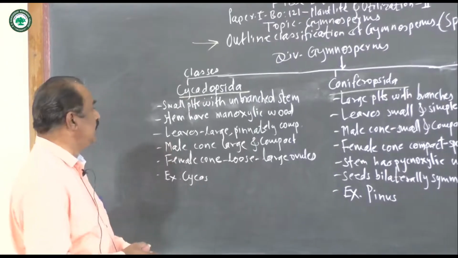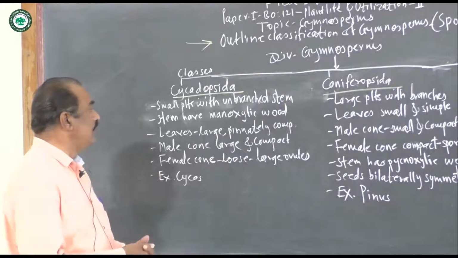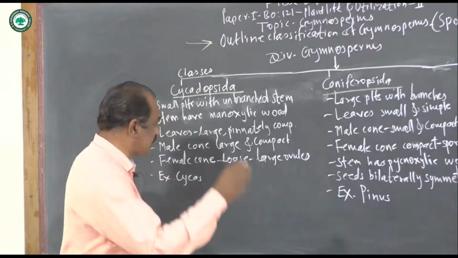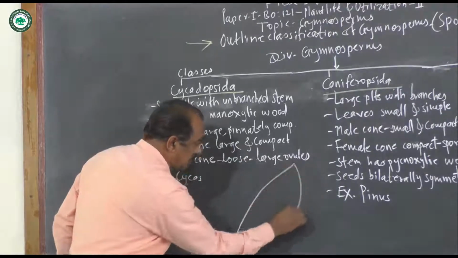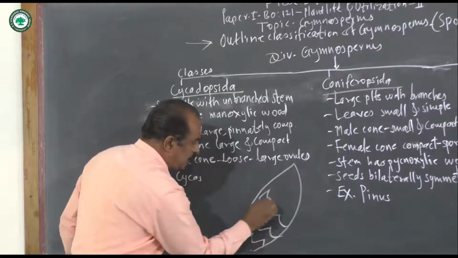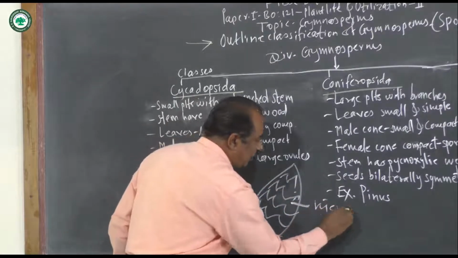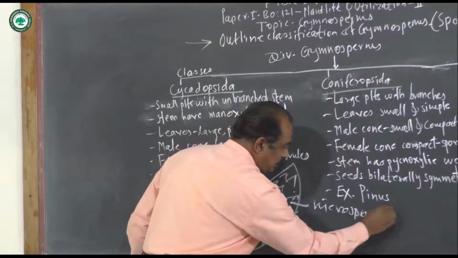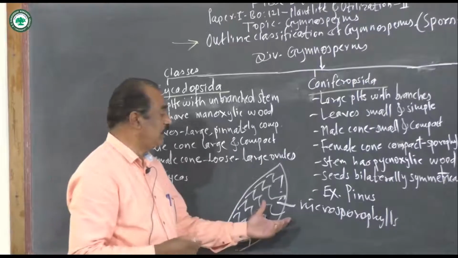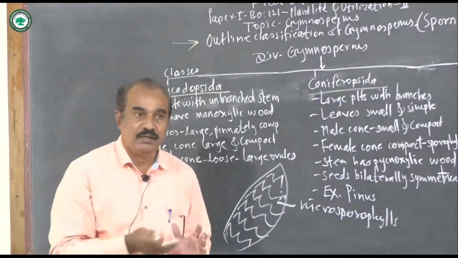Now third character, leaves are large and they are pinnately compound. Next character, male cone is large and compact. For example, in Cycas, the male cone is very large, and the structure of the male cone is like this. It is a compact structure, it is very large, and these are the microsporophylls. On the male cone, a very large number of microsporophylls are arranged compactly in a spiral manner.